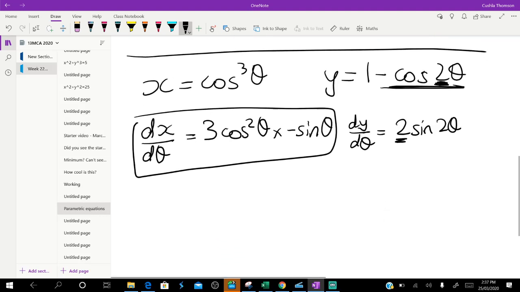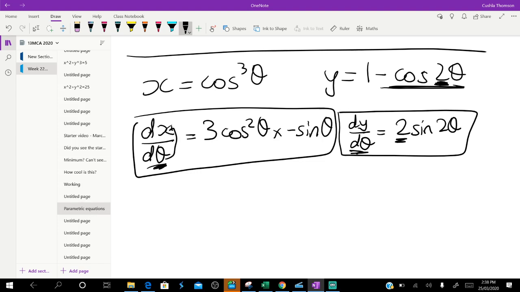Now, the next step is how to get dy by dx, right? This is telling me that when theta changes by a little bit, what happens to x? And this is telling me when theta changes by a little bit, what happens to y? What we want to know is when x changes, how does y change? The reason we want to know that is because we've got a curve, and we're asking what happens as I move around the curve from one x value to another. So we want dy by dx, and we use the chain rule to get there: dy by d theta times d theta by dx.